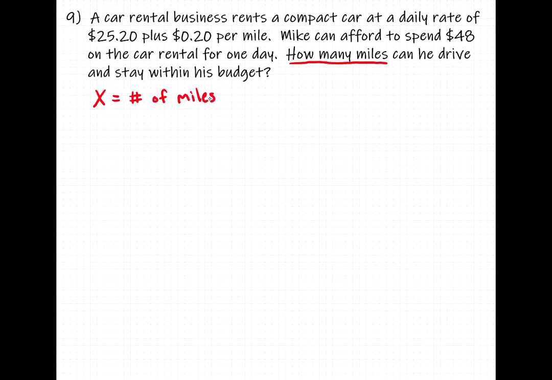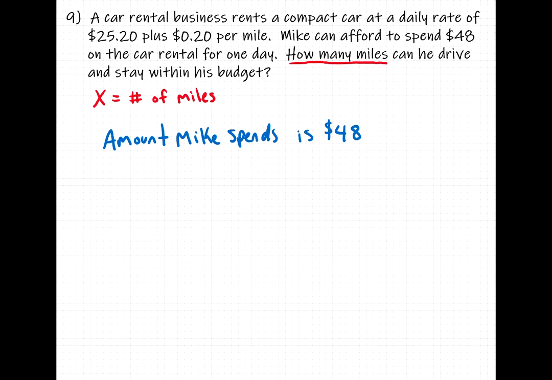And so what we know is that the amount that Mike could afford to spend, so we'll say amount Mike spends, and let's say he spends all $48, so the amount Mike spends is $48. All right, so let's put that into a mathematical equation. How much does he spend?